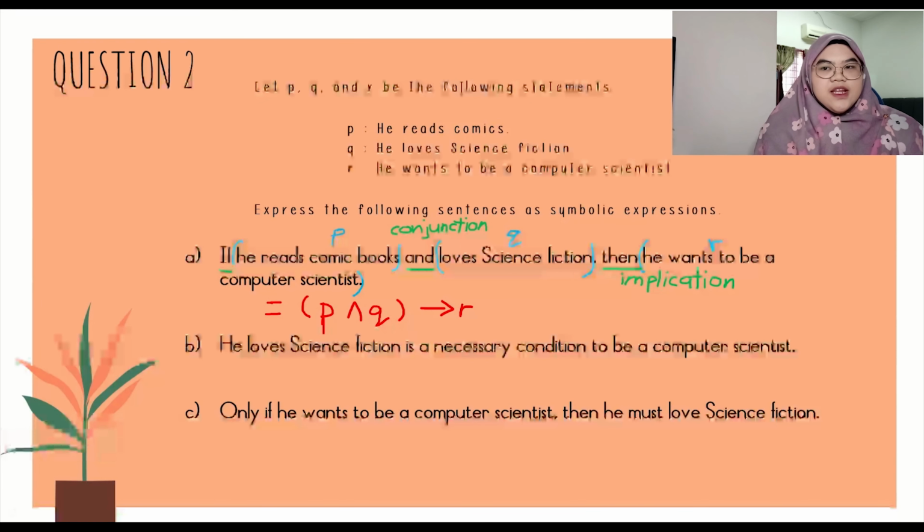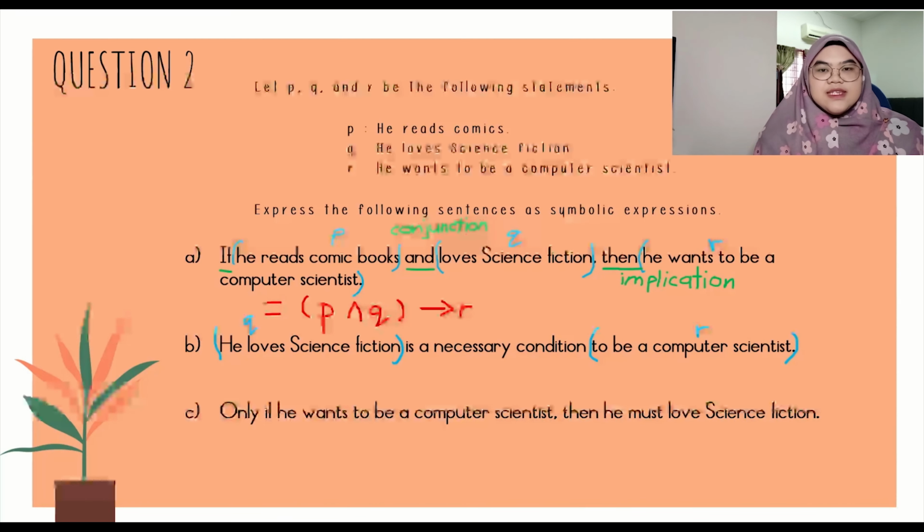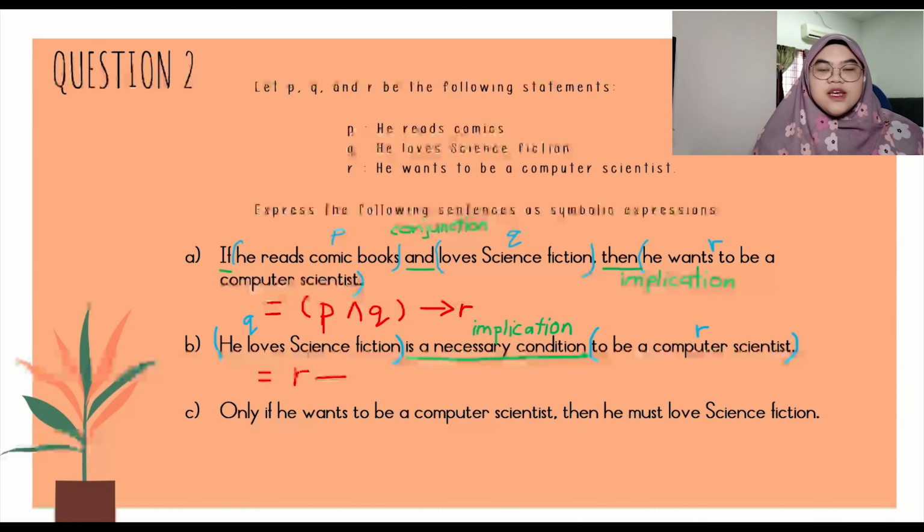Question B. He loves science fiction is a necessary condition to be a computer scientist. He loves science fiction is P, and to be a computer scientist is R. Next, in this sentence, it says "is a necessary condition," which means that this is the logical connective for implication. Hence, the answer for this question is R implies Q.